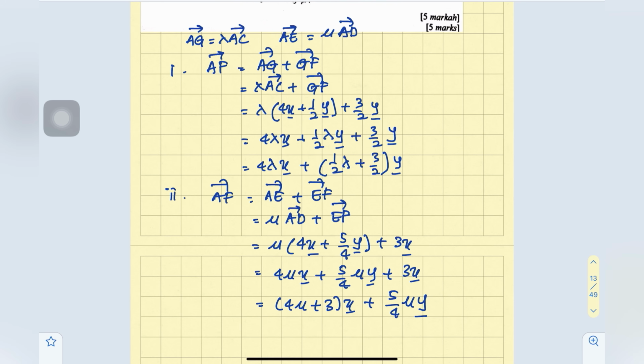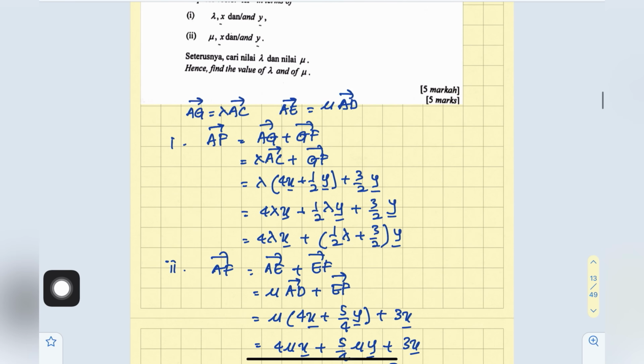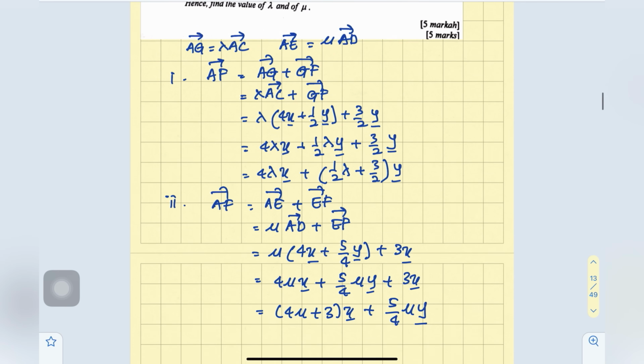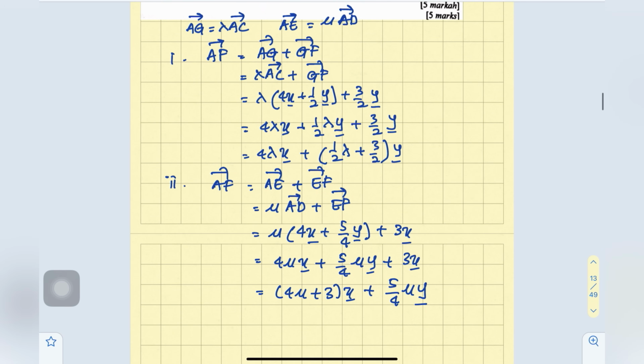Okay, so kita dah dapat both vector AF. Okay, the first one yang ni. The second one yang ni. Okay. So then the question. Hence find the value of lambda and mu. So macam biasalah kalau kita nak cari ni. Kita boleh gunakan simultaneous. Sebelum tu kita kena compare. Okay. So compare.